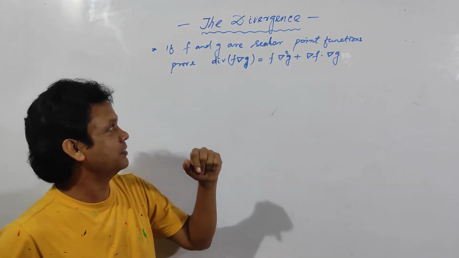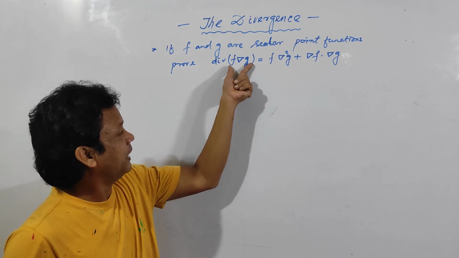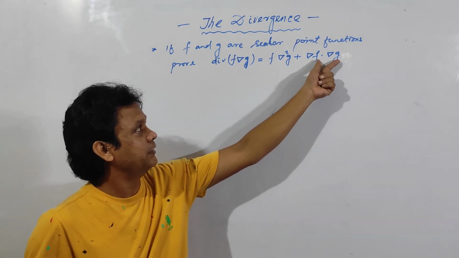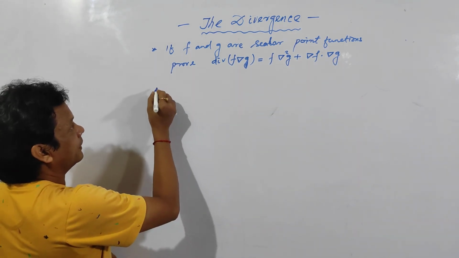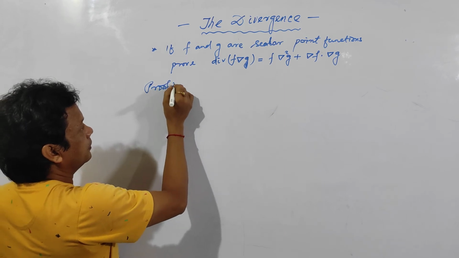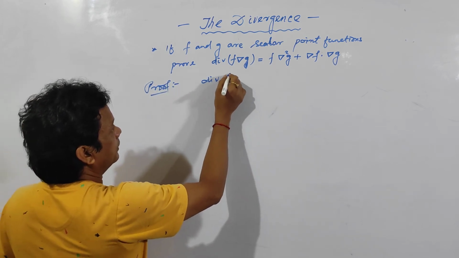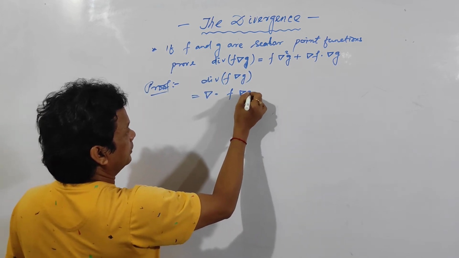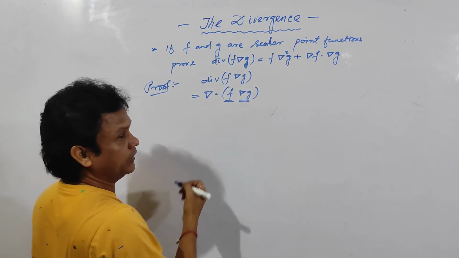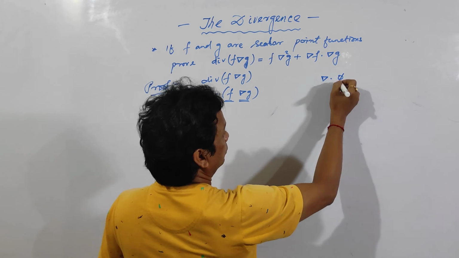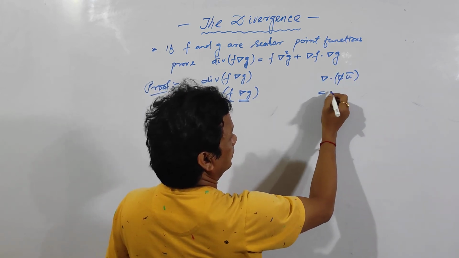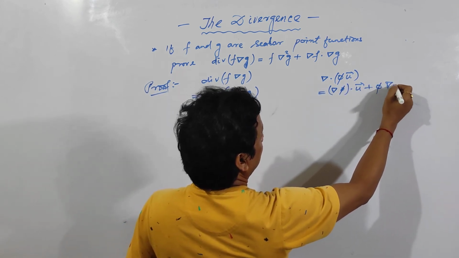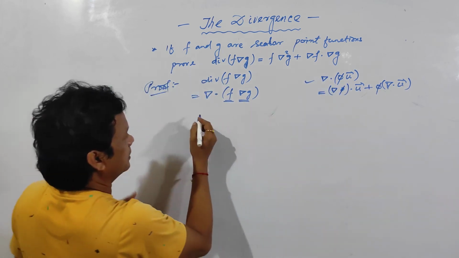See here, this one. If f and g are scalar point functions, then you have to prove divergence of f into grad g is equal to f into grad square g plus grad f dot grad g. See here, simple proof. Divergence of f into grad g, that means del dot f into grad g. Only this is a scalar quantity, but this is a vector quantity. So already we know del dot phi u, scalar and one vector. Del dot phi u is del phi dot u plus phi del dot u. So apply this formula directly, you will get the answer in one line.